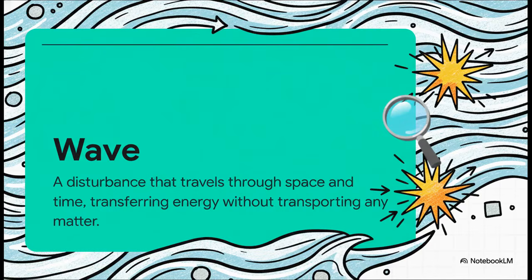Okay, so what exactly is a wave? Here's the single most important thing to remember. A wave is all about moving energy, not moving stuff. It's a disturbance that travels, but the medium it's traveling through pretty much stays put. The classic example is a ripple in a pond, right? The energy moves out, but the water itself just bobs up and down.